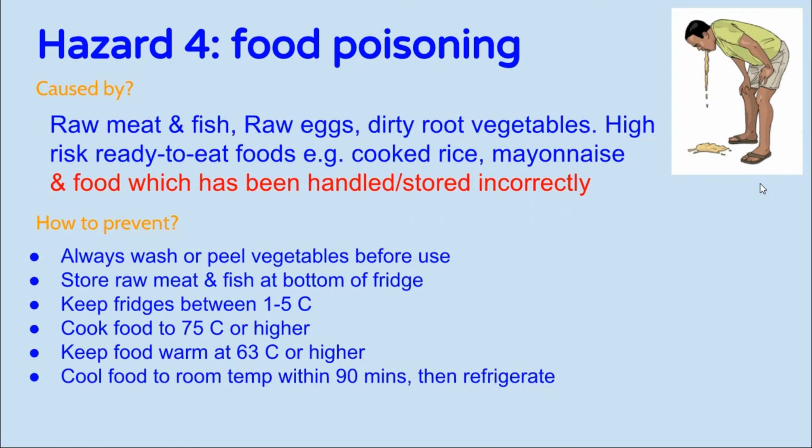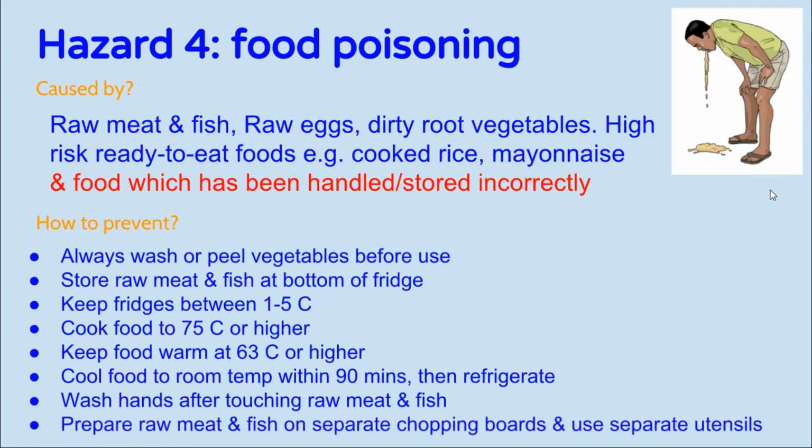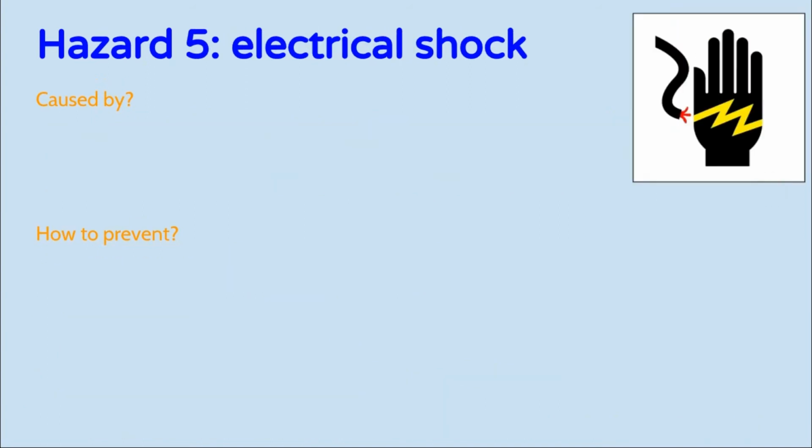Food that has been cooked and you want to store for longer should be cooled to room temperature within 90 minutes and then refrigerated between 1 and 5. Hands must be washed after touching raw meat or fish. And prepare raw meat and fish on separate chopping boards and use separate utensils to other foods.